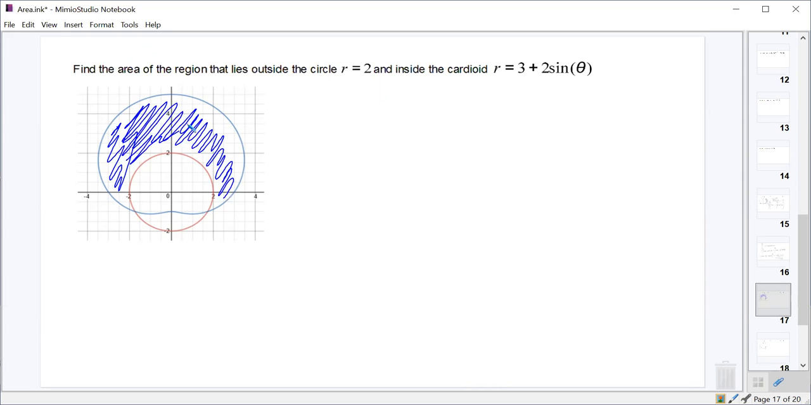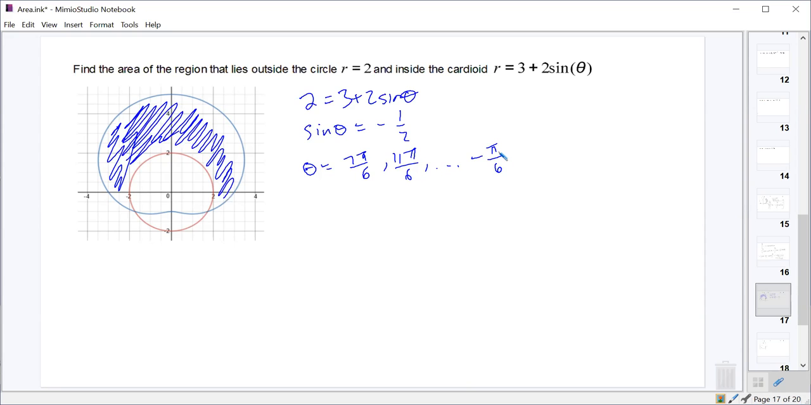So we're going to have to set these two things equal to each other and see where they intersect. So we end up with 2 equals 3 plus 2 sine theta. And if we solve that, we end up with sine theta equals negative 1/2. And what are the theta values there? Theta ought to equal 7 pi over 6 or 11 pi over 6 and so on. One that we might also want to think about is negative pi over 6.